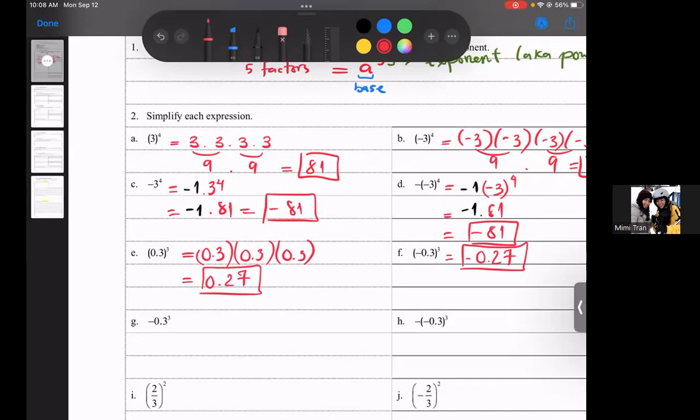Let me see. Point 7. 0.7 to the third power. Oh, 0.3, my bad. Hang on. 0.3 to the third power. Yeah, 0.027. Thank you both. Okay, all right. What about G?